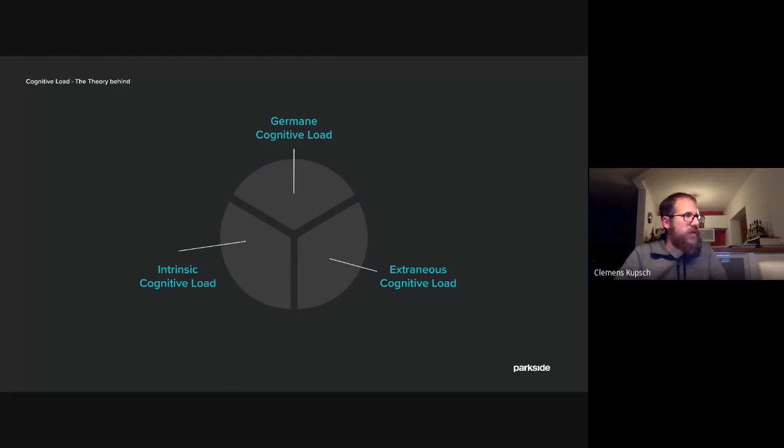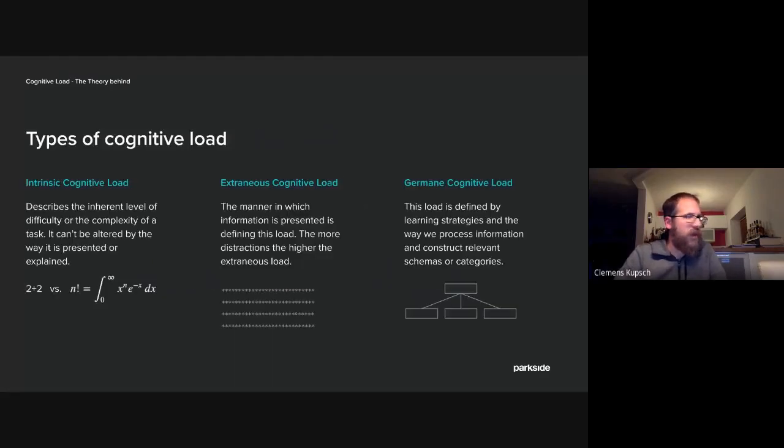The intrinsic cognitive load describes the inherent level of difficulty or the complexity of a task, and it cannot be altered by the way it's presented or explained. In the end, the intrinsic load is the exact information that will later on be stored in your long-term memory. And it should be clear that there's a difference in cognitive load between a simple addition, like you can see here, 2 plus 2, or a complex equation, as you can see it.